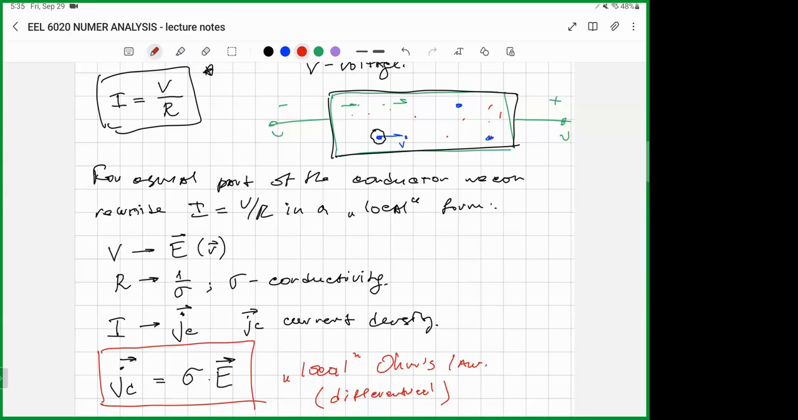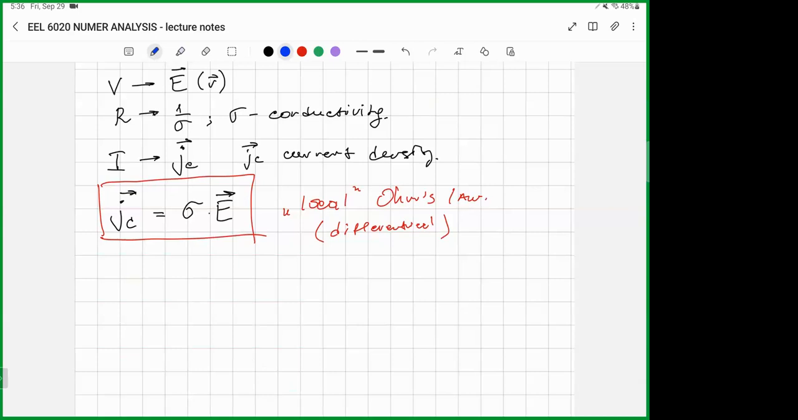And why? Because, for example, the sigma can be different in different parts of this conductor. This conductor can be a composition of many different conductors, right? So then obviously the current will be different in different points because the conductivity sigma is different, and also the field can be different in all the points. And this formula takes into account all of these effects.